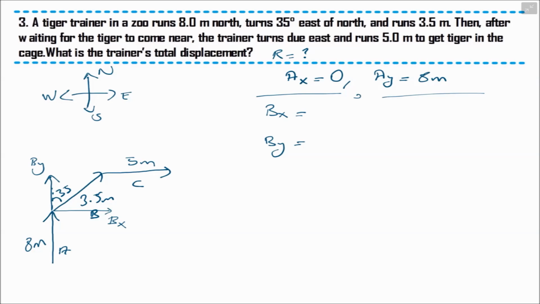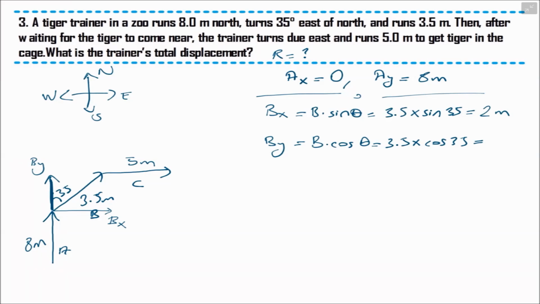Now, since Bx lies in the adjacent, we will use cosine for the By. So it will be B times cosine theta. So the Bx will be B times sine theta. B is 3.5 times sine, the angle is 35. And then for the By, it is B times cosine theta. B is 3.5 times cosine 35. Bx equals 2 meters. By will be 2.8 meters.